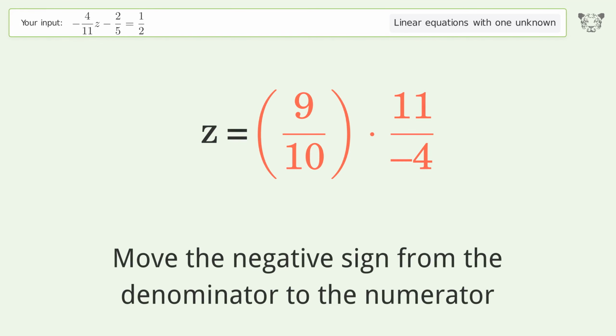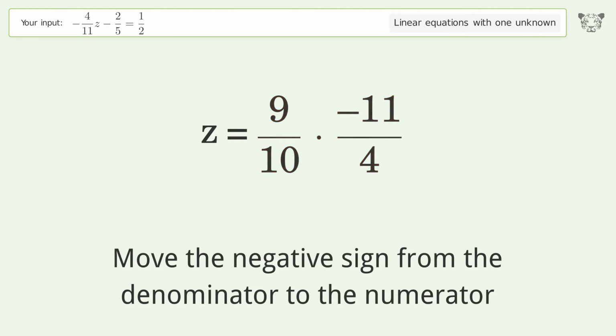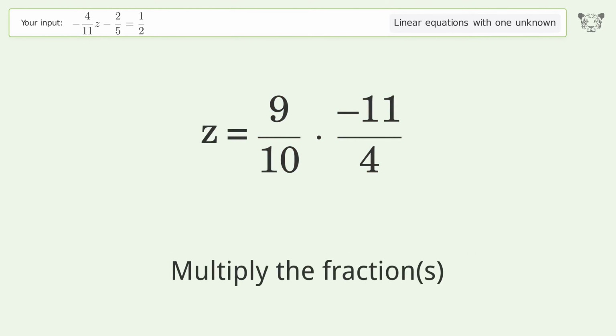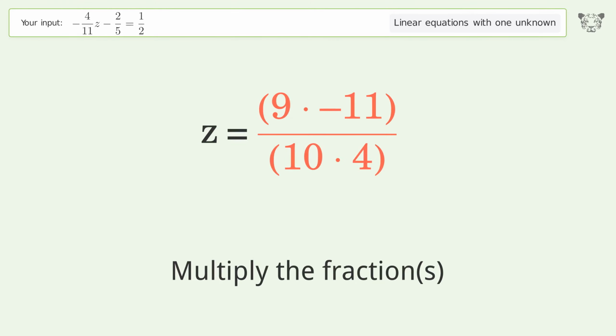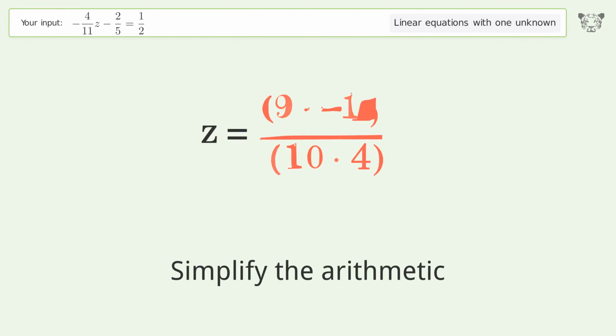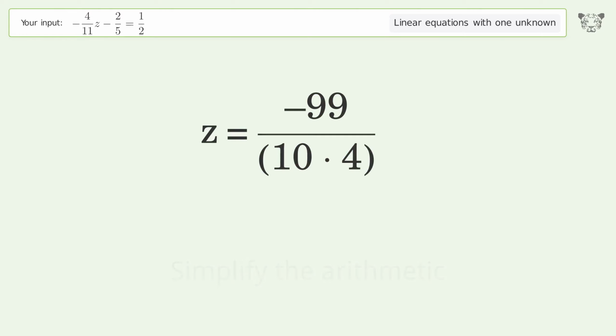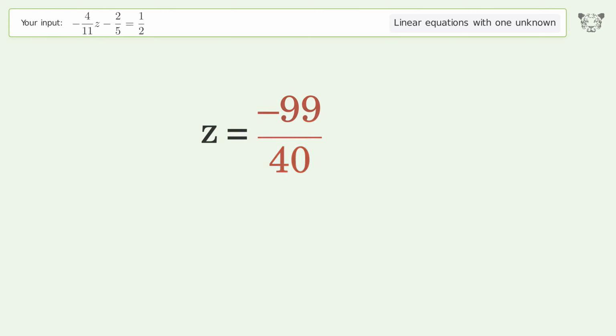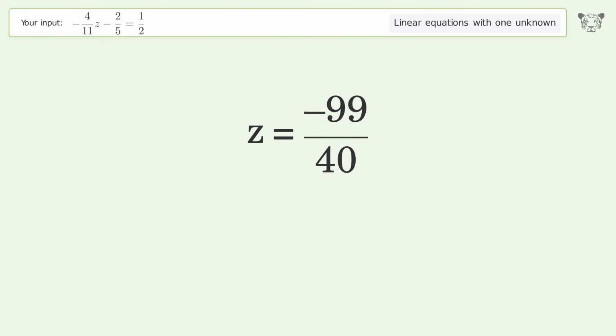Move the negative sign from the denominator to the numerator. Multiply the fractions. Simplify the arithmetic. And so the final result is z equals negative 99 over 40.